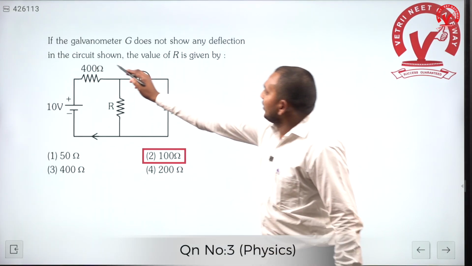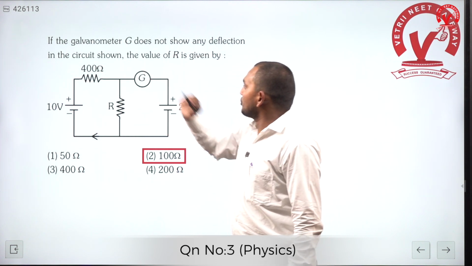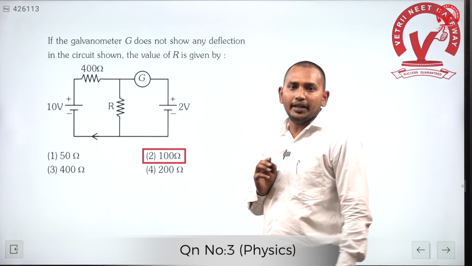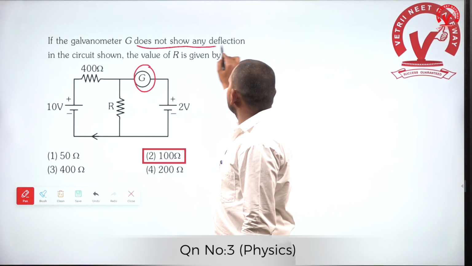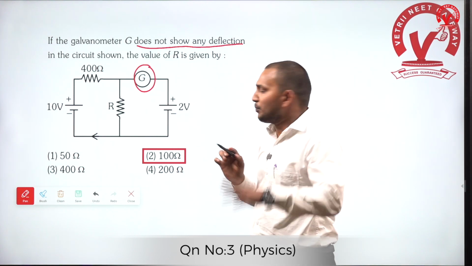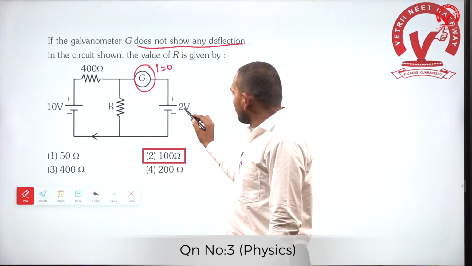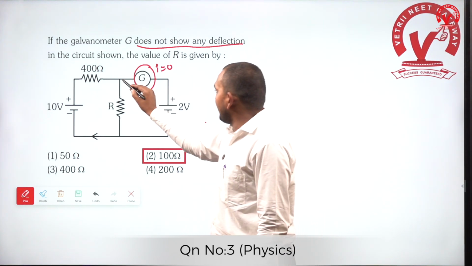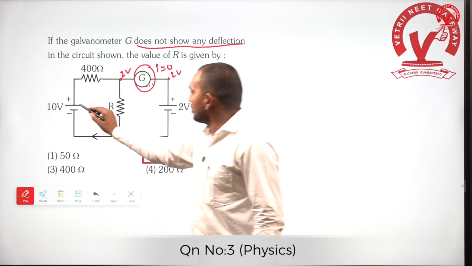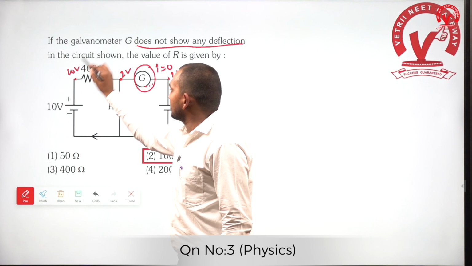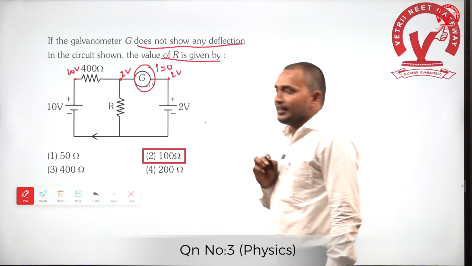Next question is, the galvanometer G does not show any deflection in the circuit shown. The value of R is given by. Here the galvanometer is there. They said that galvanometer G does not show any deflection. That means the current passing through the galvanometer is 0. Then here 2 volts potential is there. At this point also 2 volts, and this point also 2 volts, and this point is 10 volts. And they are asking to find out the value of R.